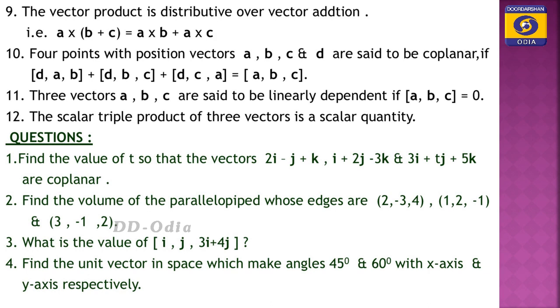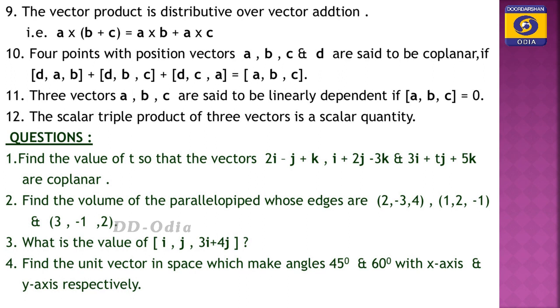Similarly, another is linearly dependent. You have not studied this in your plus 2, you will study it again at the graduation level. 3 vectors A, B, C are said to be linearly dependent if the scalar triple product of ABC is equal to 0. Linearly dependent means the 3 vectors are coplanar. If the 3 vectors are not coplanar, then they are said to be linearly independent. Okay. The scalar triple product of 3 vectors is a scalar quantity. Already we have mentioned this.